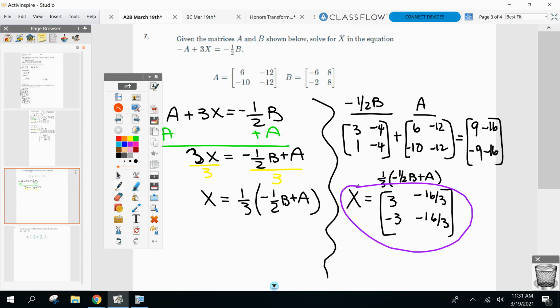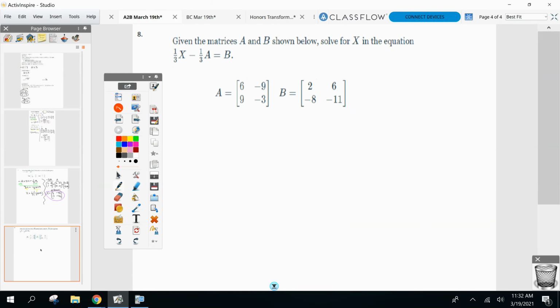All right, guys, any issues? One more to go and we're out. Guys, anything you want to talk about at home? All right, let's do it then. 3, -3, -16/3, -16/3. All right, one more to go. This one's going to be a little bit, not too much, but all right, 1/3 x minus 1/3 a.